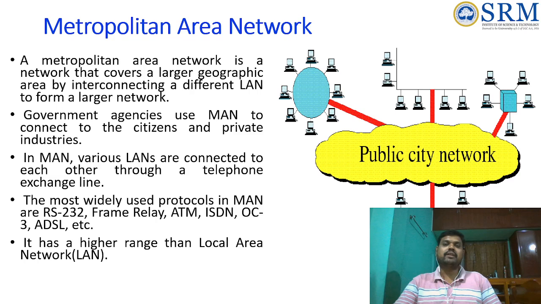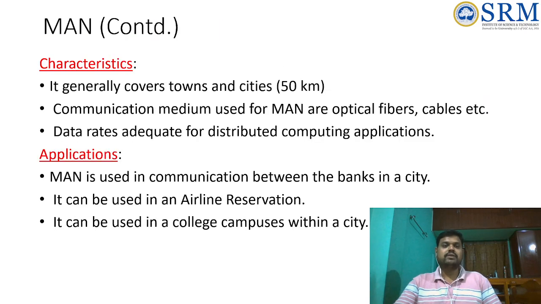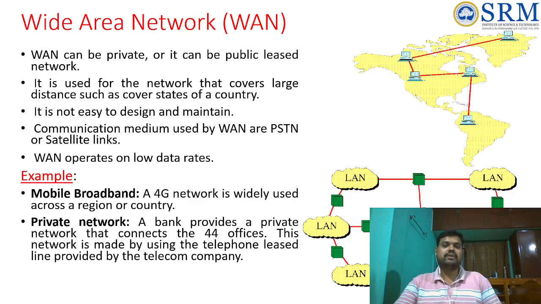It has a higher range than LAN, but the control and monitoring activities become complex. In general, it may cover up to 50 kilometers, but the range will be approximately 30 kilometers. The communication medium used for MAN will be either optical fiber cables or high performance, high speed cables. More data rates will be required for MAN based applications. It can be used in banking sites, railway reservations, and airline reservations.